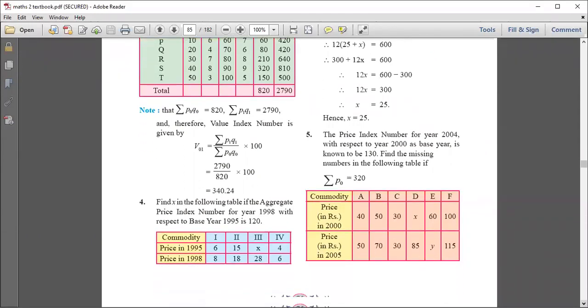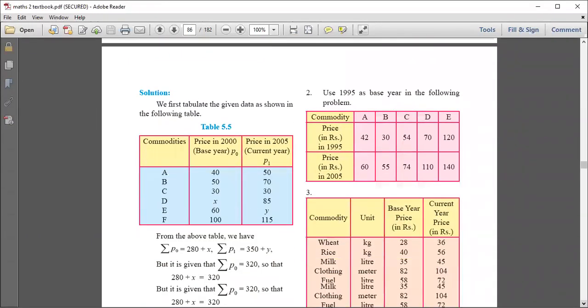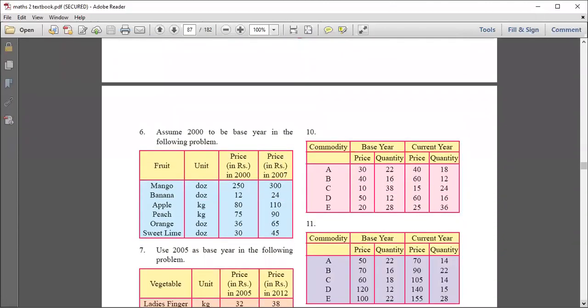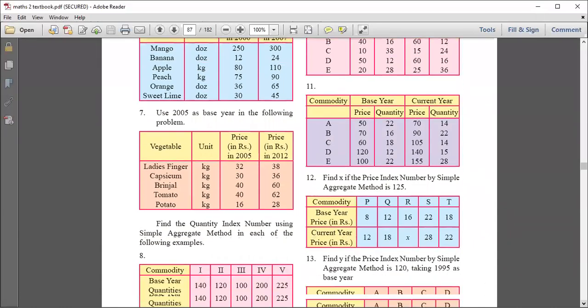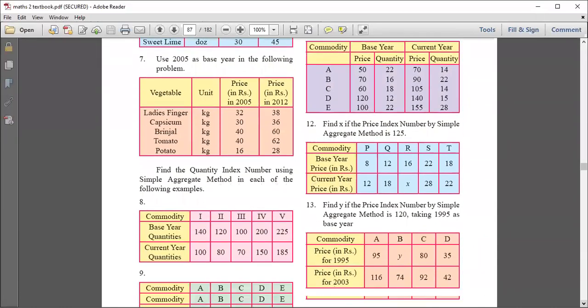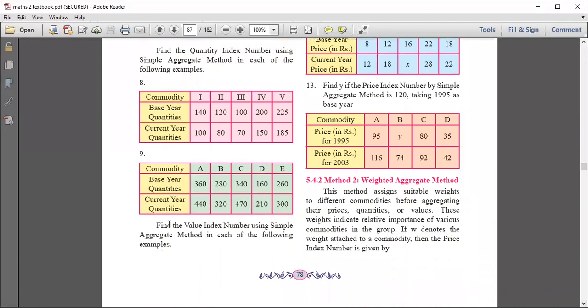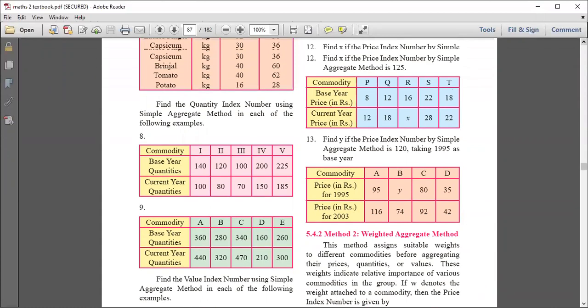So yesterday we completed the sums from 1 to 10, I guess. Today I'm starting with 8 and 9. So we are starting with, see the heading: Find the value index number using simple aggregative method in each of the following. The question you can see here.